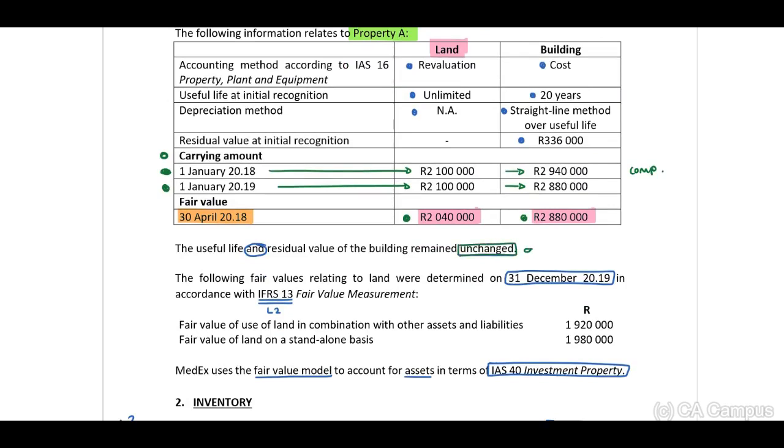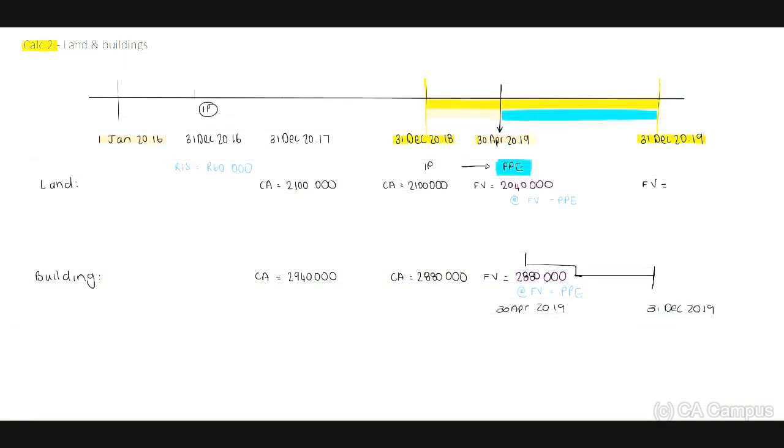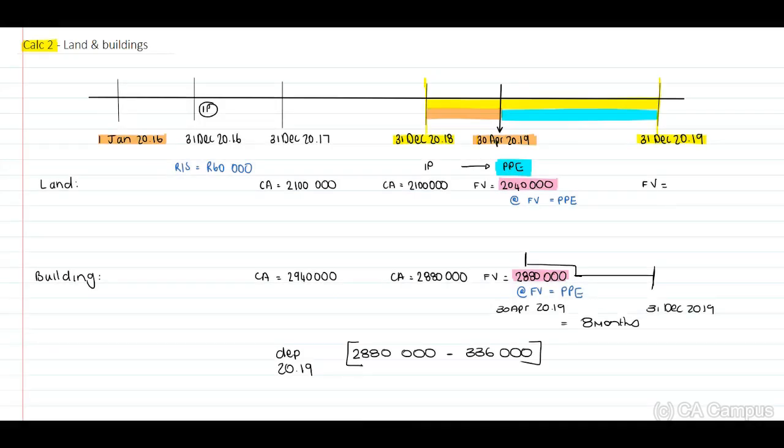Therefore, we know that we can determine the depreciation. When we refer to our calculation, we need to calculate the depreciation for this period, guys. Look at my timeline here. Therefore, for this period from 30 April 2019 up until 31 December 2019, this will be for a period of 8 months.